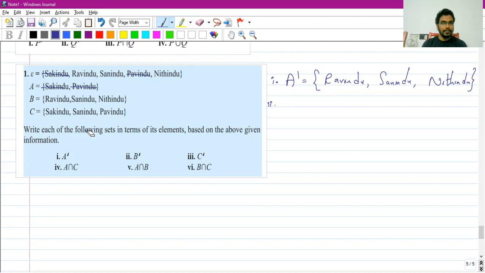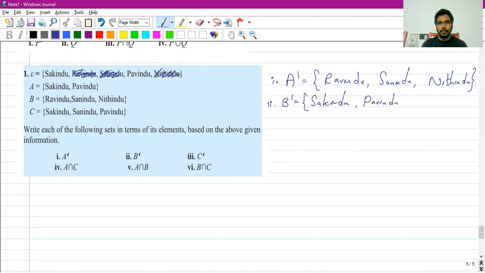Second part, complement of B. So you can take the complement of B: Ravindu, Sanindu, Nitindu. Ravindu, we will cut off that one. Sanindu, we will cut off that one. And Nitindu. So what will be remaining? Sakindu and Pavindu. Yes, I am correct.